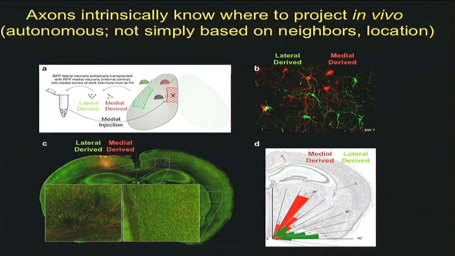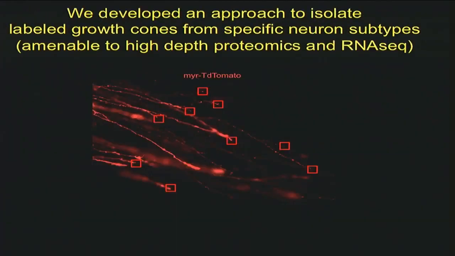The green guys that started off here go to their appropriate lateral targets. The medial guys go to the right targets. So that says the neurons know who they are. So we came up with ways of isolating growth cones from genetically or molecularly subtype labeled cells.